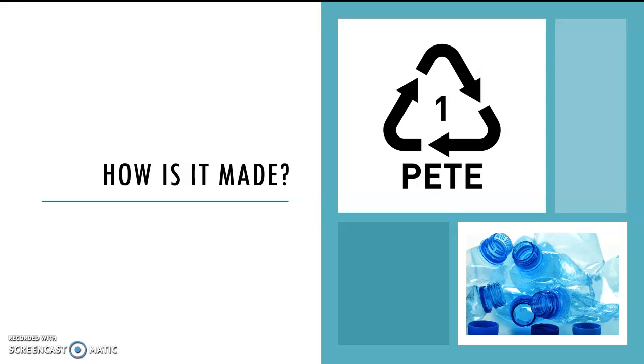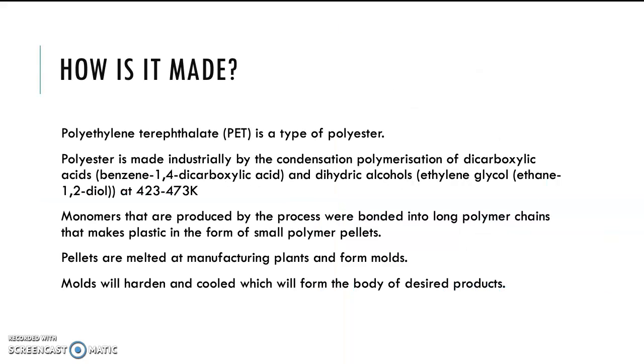You know it's a type of PET plastic if you see the symbol, especially at the bottom of a drinking bottle. Polyethylene terephthalate is a type of polyester. Polyester is made industrially by the condensation polymerization of dicarboxylic acids, benzene-1,4-dicarboxylic acid, and dihydric alcohols, ethylene glycol, ethane-1,2-diol, at the range of 423 to 473 Kelvin.